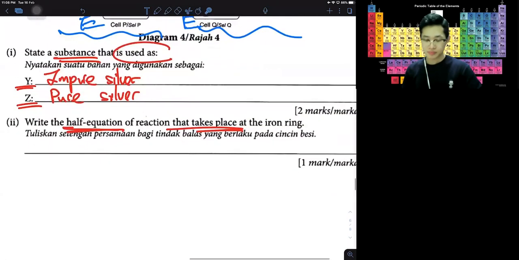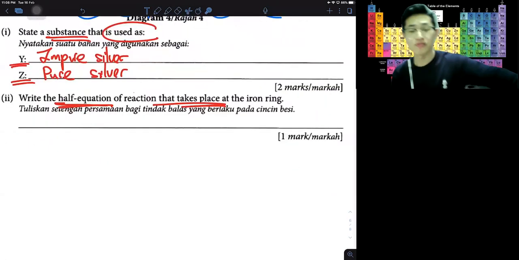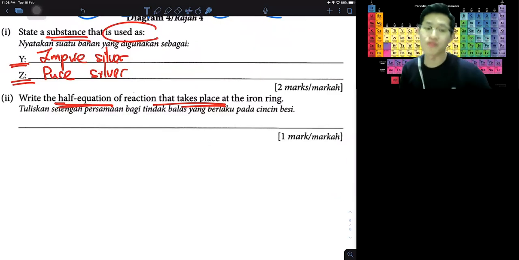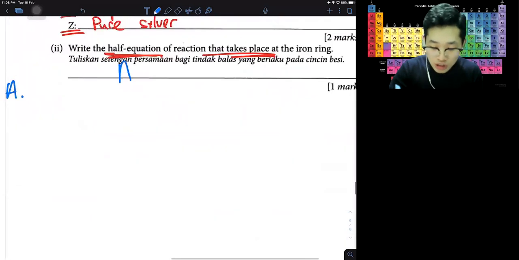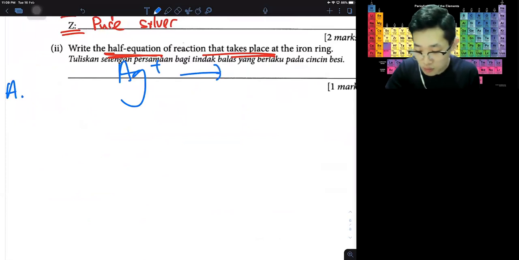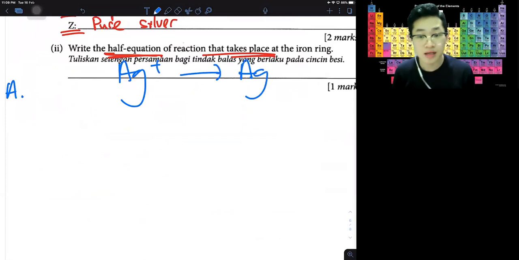Okay. If you don't know how to solve electrolytic and voltaic cell, I can give you the video, the short revision one. So the half equation at the iron ring. Iron ring, we selected Ag+. Ag+ will become Ag.